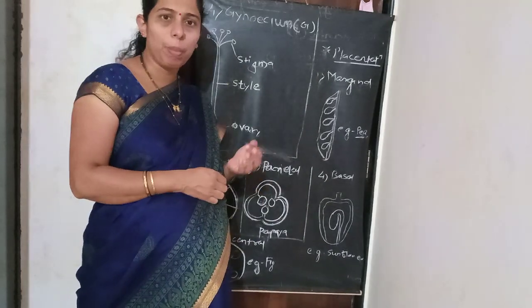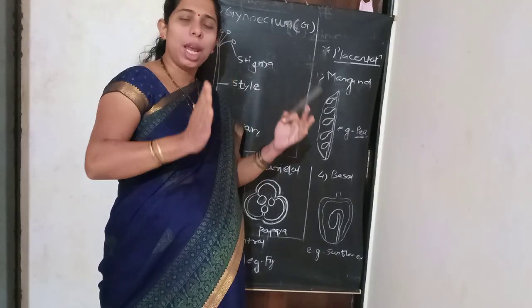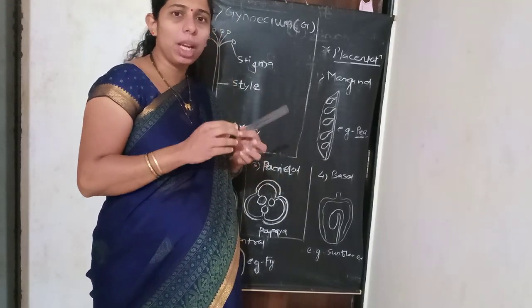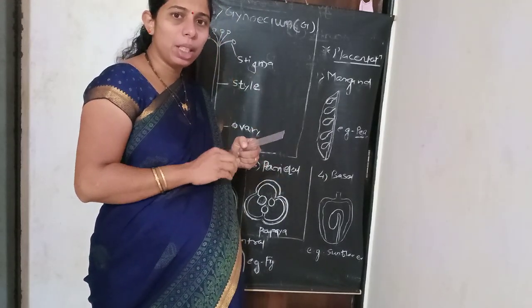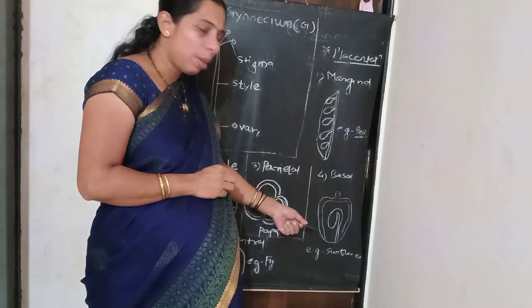एक्झाम्पल पपया. तुम्ही पपया कापल्यानंतर तुम्हाला दिसून येईल की एकच चेंबर असतो आणि त्या एका चेंबर मध्ये ते ओव्हल्स आतमध्ये खूप अरेंज झालेले असतात. नेक्स्ट वन, बेसल प्लासेंटेशन.